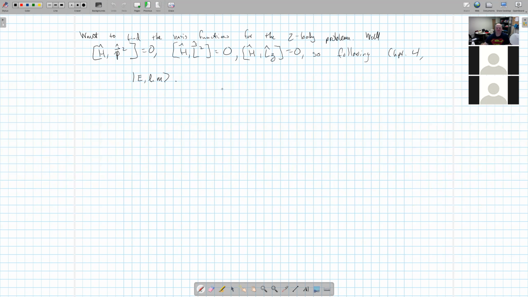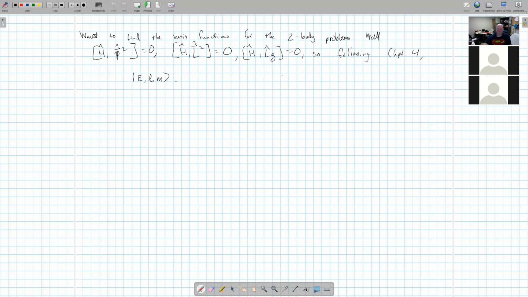So basically, let's recap what we have. What we want to do now is find basis functions for the two-body problem. Now, what we know is that the Hamiltonian commutes with the momentum squared, in this case, the relative momentum squared. We know it commutes with the angular momentum squared. It also commutes with the z component of the angular momentum. So that means we can find a basis which is a simultaneous eigenstate of all of these different things. So basically, we follow what we did in chapter 4.